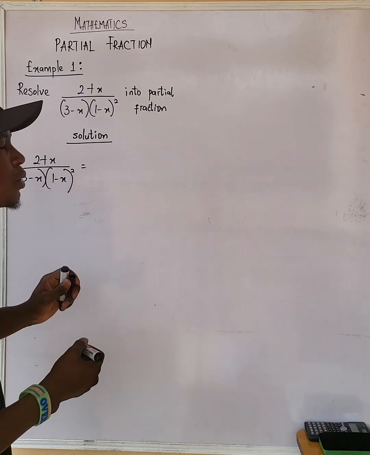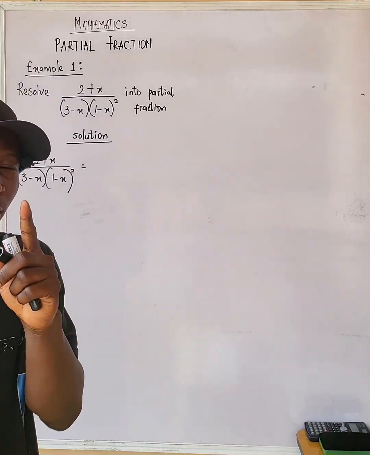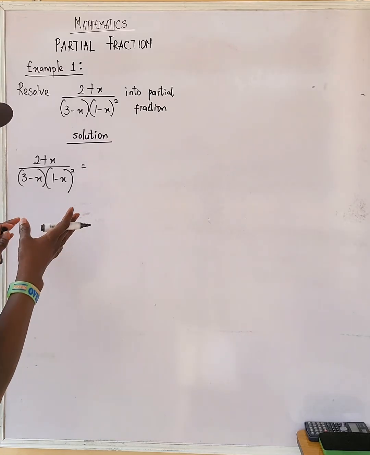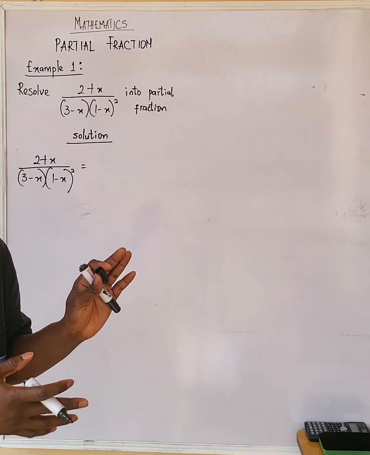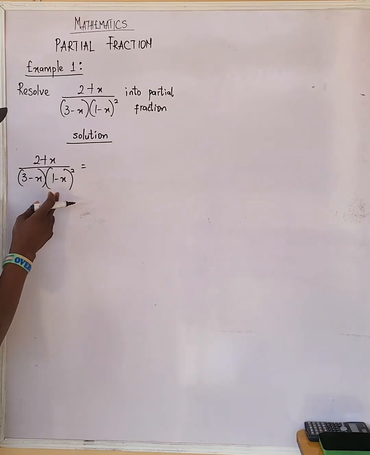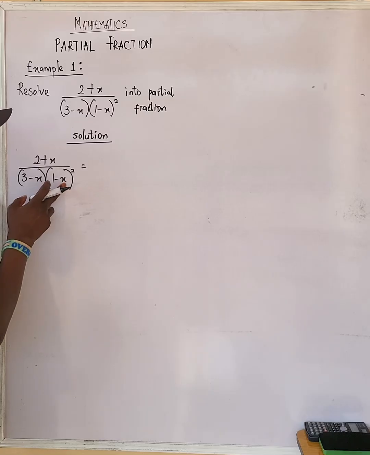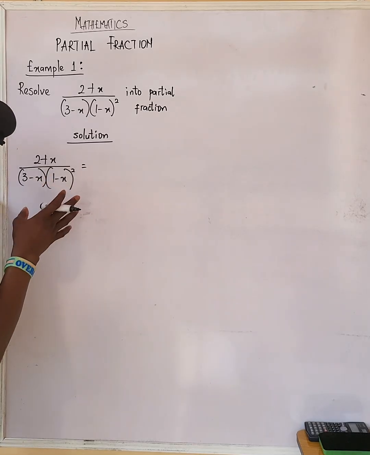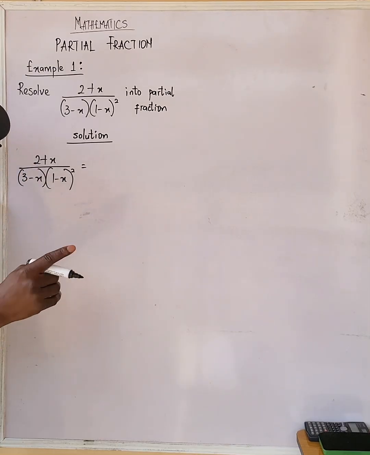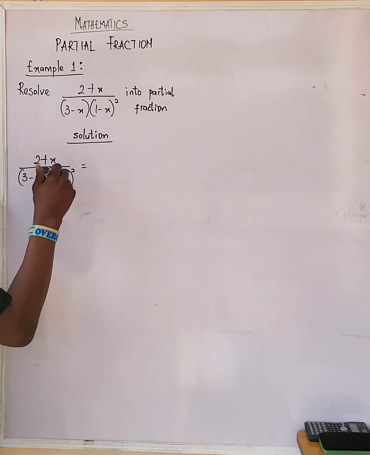Now if you look at it, for those that watched the first video on partial fraction, by now you should know what type this looks like. This is a repeated linear factor. How do you know it's a repeated linear? If you look at the denominator, you see this linear factor, 1 minus x, was repeated twice. So this is under repeated linear factor. And how do we split a repeated linear factor?